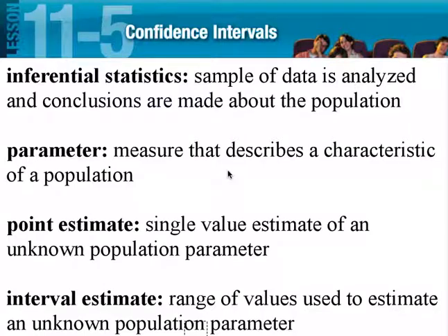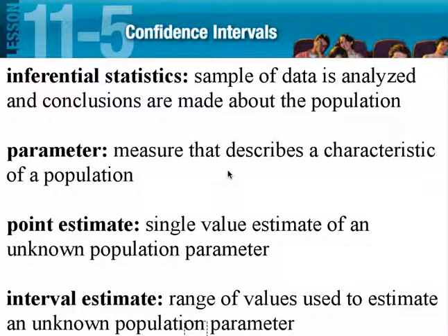Along on the sheets I gave you. All the definitions are down there for you. So if you just want to read along as I read. Inferential statistics is where a sample of data is analyzed and conclusions are made about the population. Where do you get that? Because the root word of inferential is inference. When you make an inference about something.